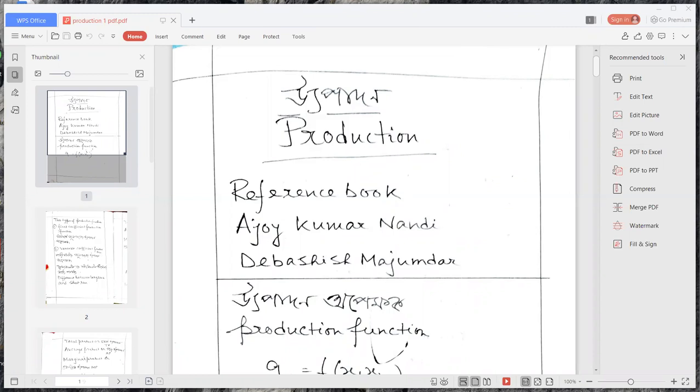In the previous class, I had explained the production, short run, long run, equilibrium, and some other things. Now, I am going to explain the production function. What is production function?